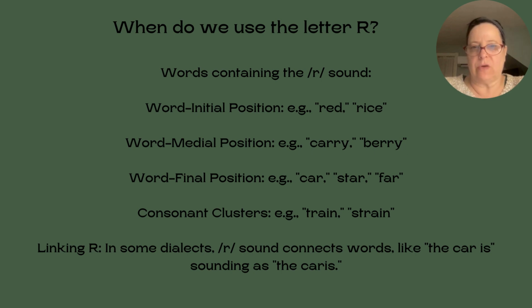When do we use the letter R? Words containing the sound in the English language are the word initial positions, such as red and rice. The medial positions, where the R is in the middle of the word, an example would be carry, berry. The word final position would be the R at the end of the word: car, star, far. And there's also consonant clusters such as terrain and strain.